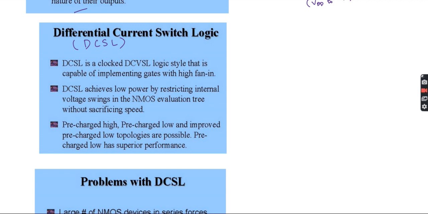Now let us go to the main thing. The first family, as I mentioned, is differential current switch logic, DCSL. This differential current switch logic is a clocked DCVSL logic style capable of implementing gates with high fan-in. High fan-in means it can drive a larger number of inputs. It achieves low power by restricting the internal voltage swings in the NMOS evaluation phase. So let us see the diagram.